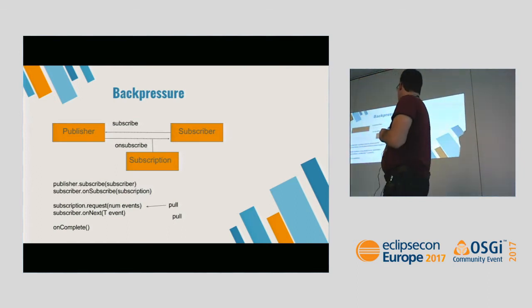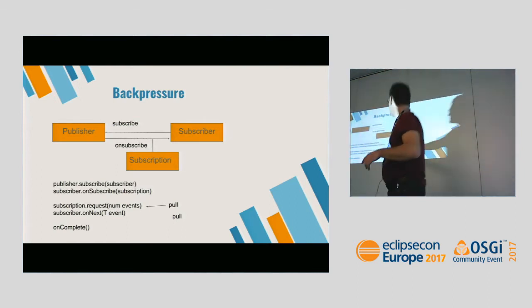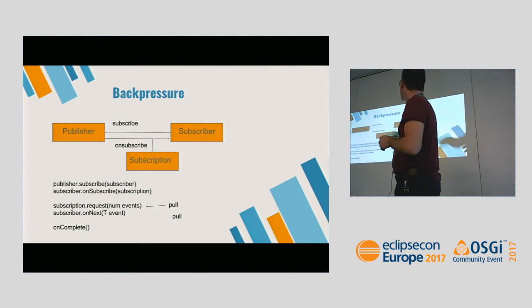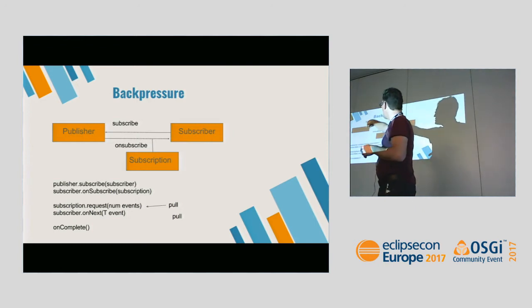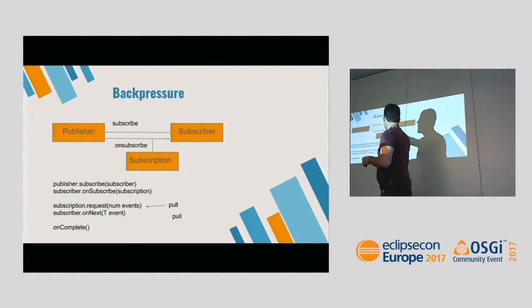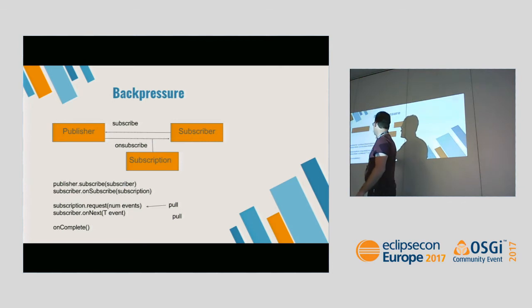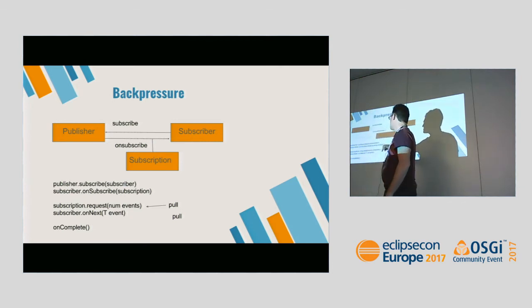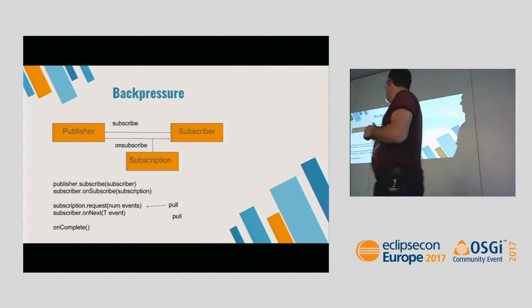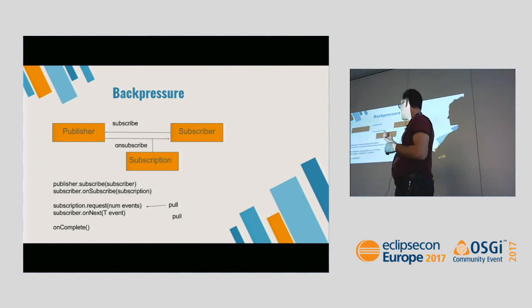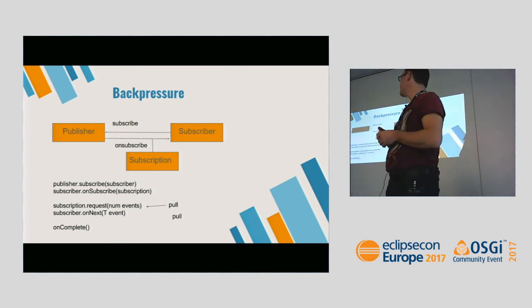There's also the back pressure part. Oh, this is not correct. So we have the publisher, a subscriber. Subscriber subscribes to the publisher. On subscribe, it gets a subscription. It's here. And then on the subscription, you can request events, and then you will get them in an asynchronous channel on next. It's also typed, as you see, and in the end, it can be on complete or it can end with a failure.